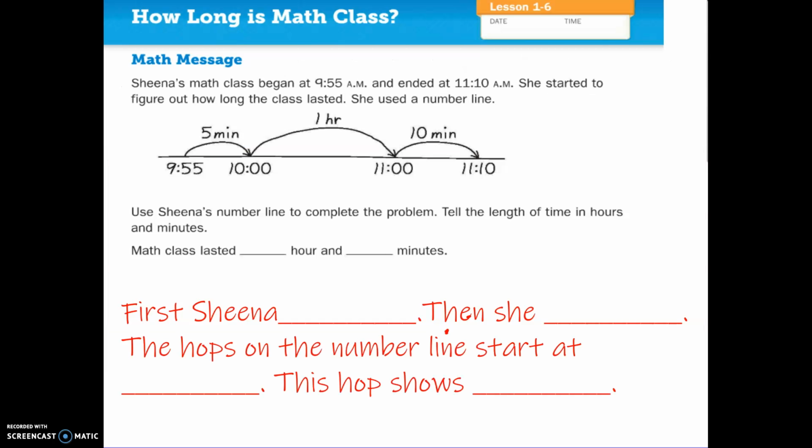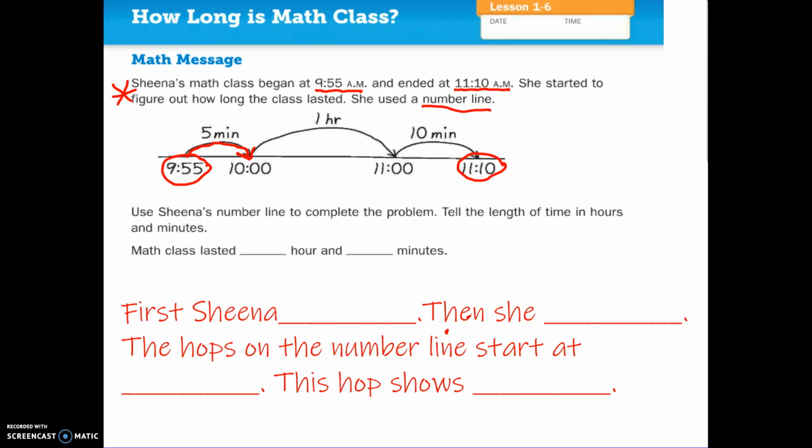Okay, let's take a look at Sheena's number line. What did she do first on her number line? She wrote down 9:55. What did she do last on her number line? She wrote down 11:10. Why those numbers? Well, when we go back to the problem, we can go through the story and pick out the important information. Well, it began at 9:55 a.m. and it ended at 11:10 a.m. Okay? So these are what I call hops.